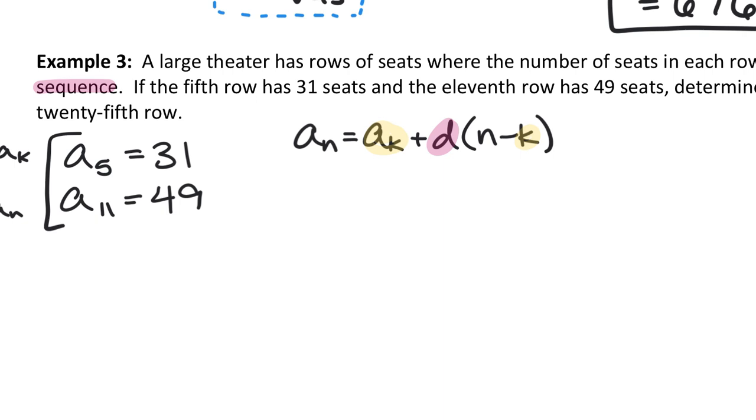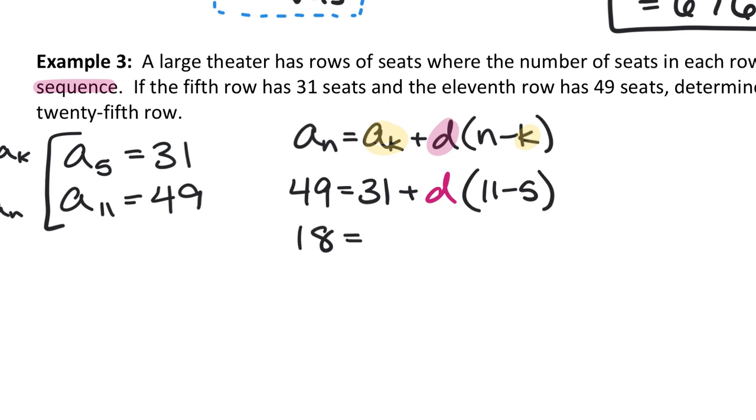So we plug things in. This would be 49 equal to 31 plus that common difference times 11 minus 5. Again, it's not wrong if you end up working the other way where the numbers are negative. It's just a little bit easier if you can see ahead to keep your numbers positive. If we're starting to solve for D here, I would subtract 31 from both sides. 49 minus 31 is 18. And then 11 minus 5 is 6. Solve for D, what's the last step here? Divide by 6.